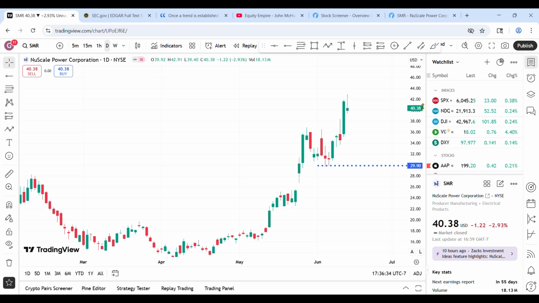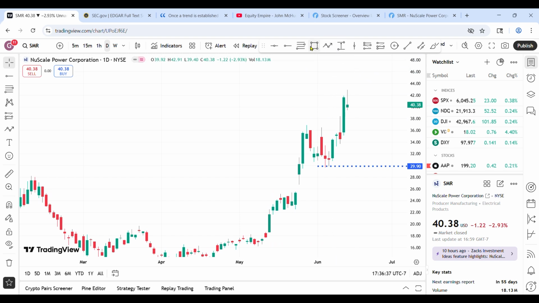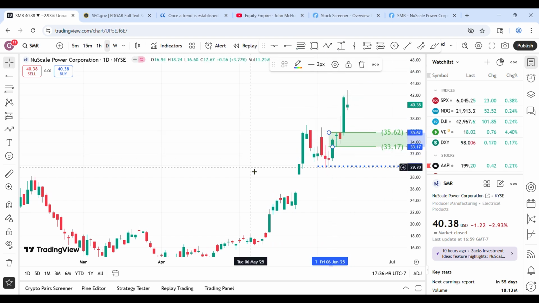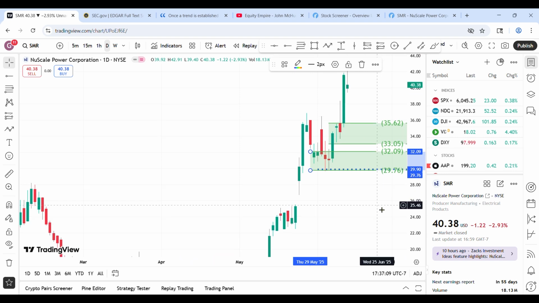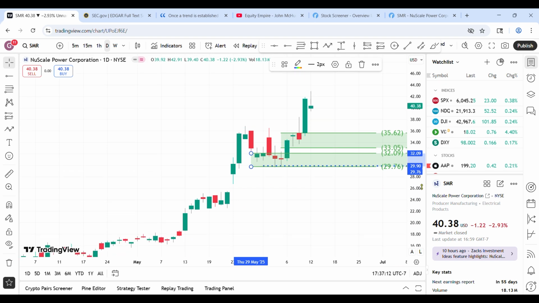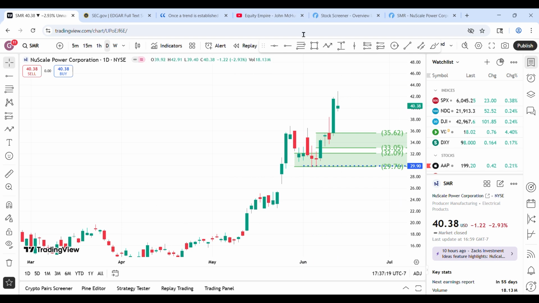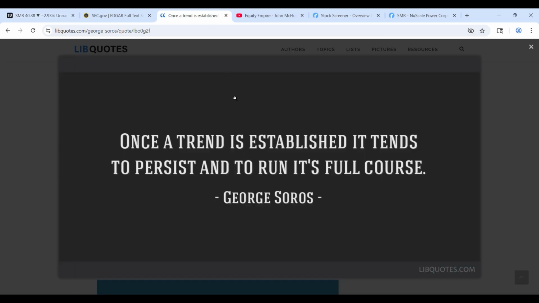And there are a couple support levels to consider. There is a support level right here in the 35.62 to 33.05 price range. And there's another support level just below that in the 32.09 to 29.76 price range. So two support levels to consider for either a quick bounce trade or a lower entry price for a longer term position.